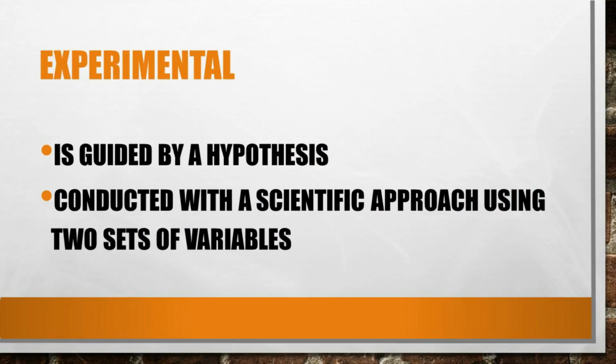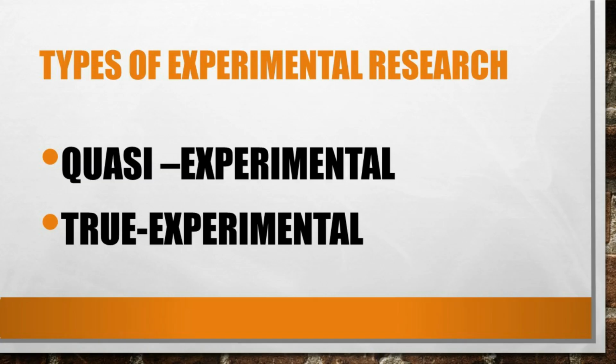Now, so in other words, when we talk about experimental research, it is guided by a hypothesis, and it is conducted with a scientific approach using two sets of variables. Kagaya ng nasabi ko kanina, you have the control group and we have the experimental group. Now, there are two types of experimental research design. Ano yon? So you have the quasi-experimental and the true experimental research design.